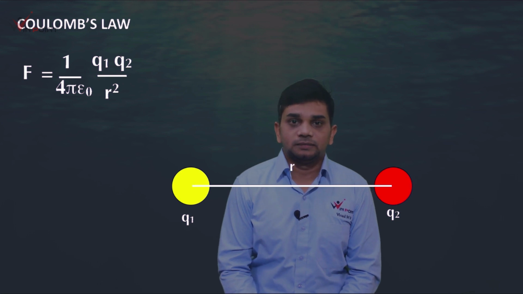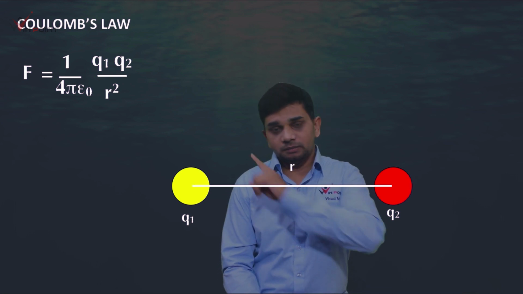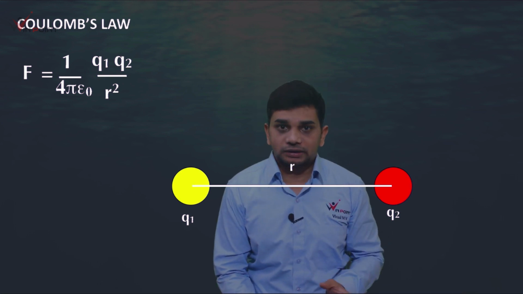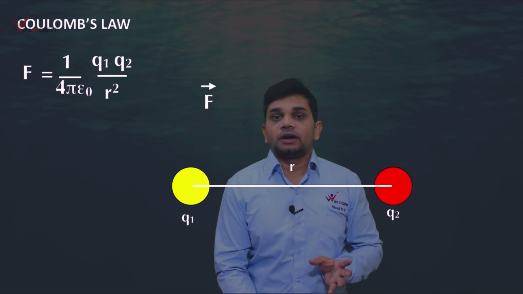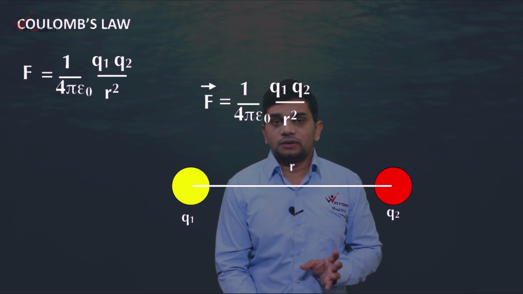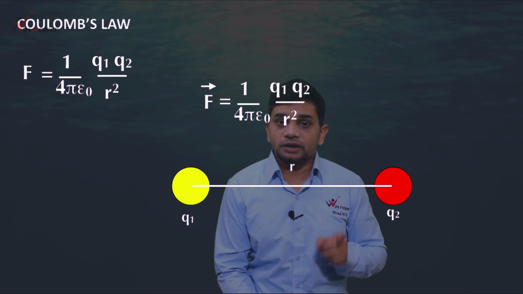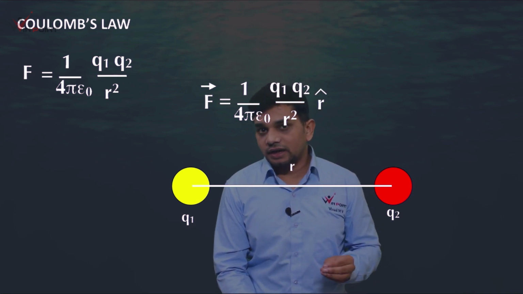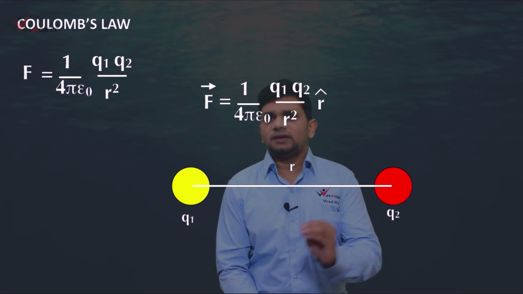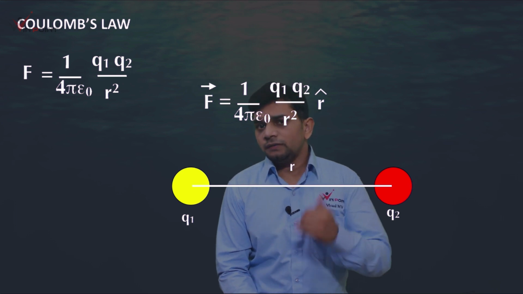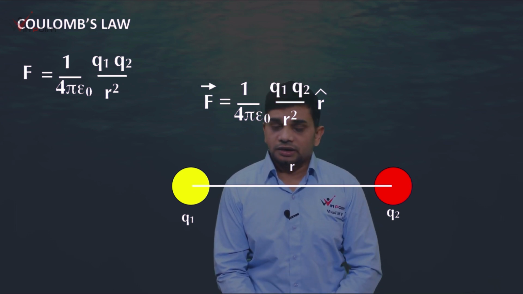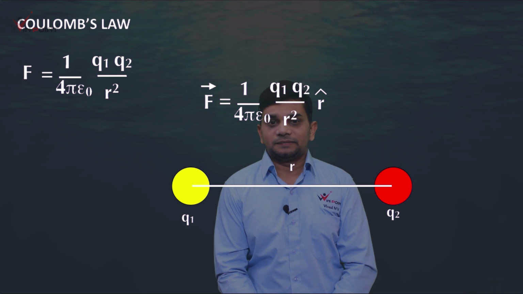What can we do here? The simple method is to multiply this magnitude by a unit vector. So it will be vector F equal to 1 by 4 pi epsilon 0 q1 q2 by r square into r cap. This r cap is the unit vector. This is the simple method, but we need to discuss the same in detail.